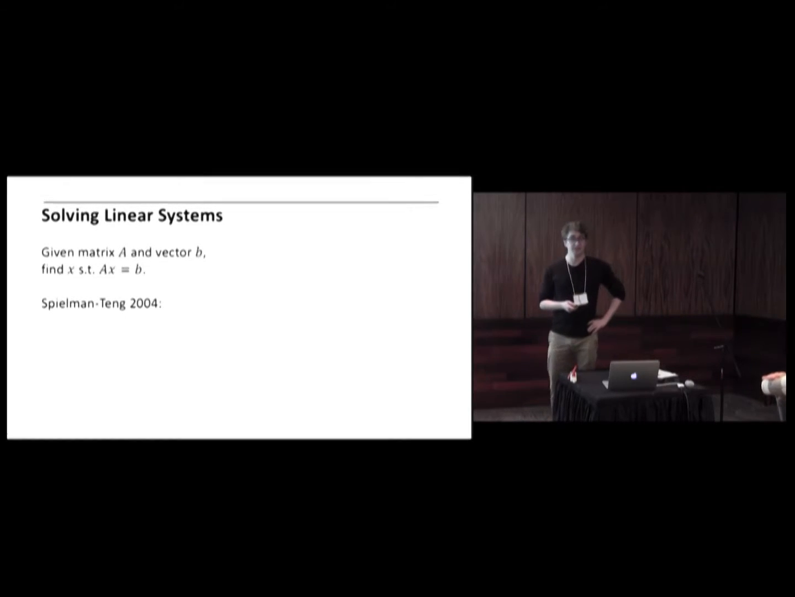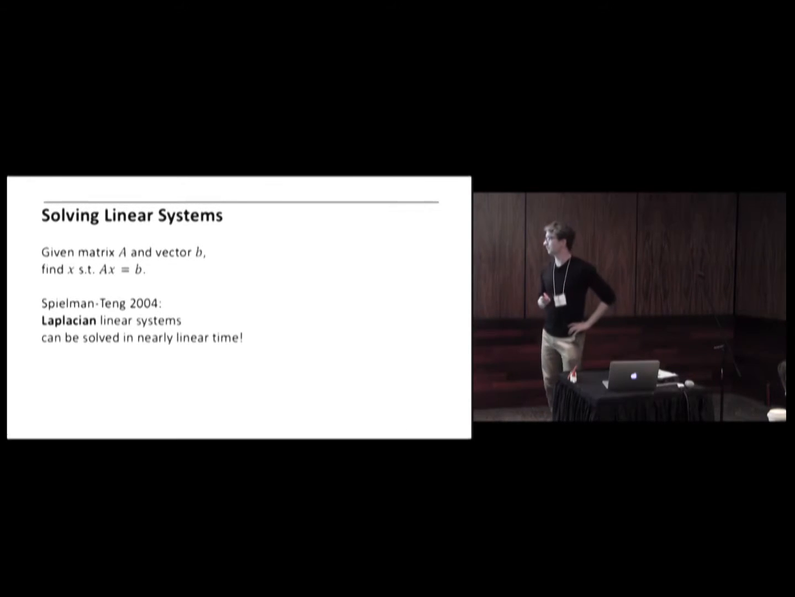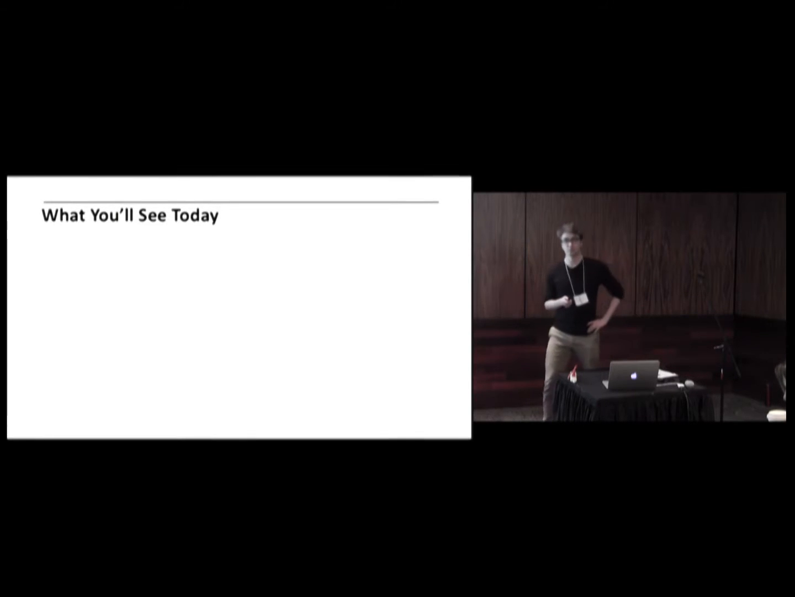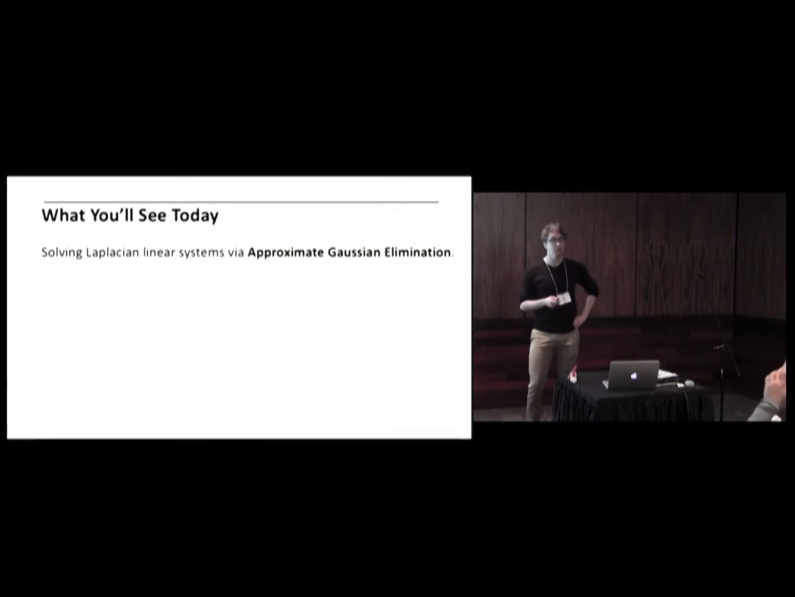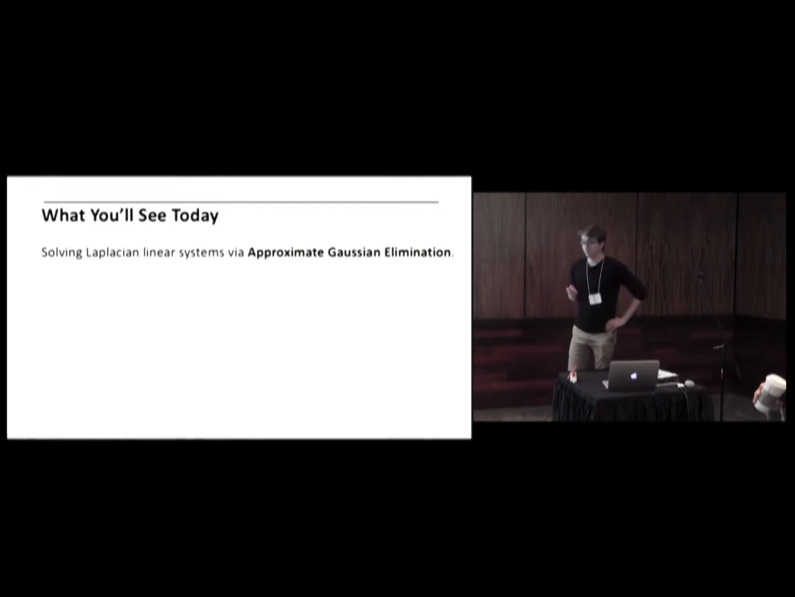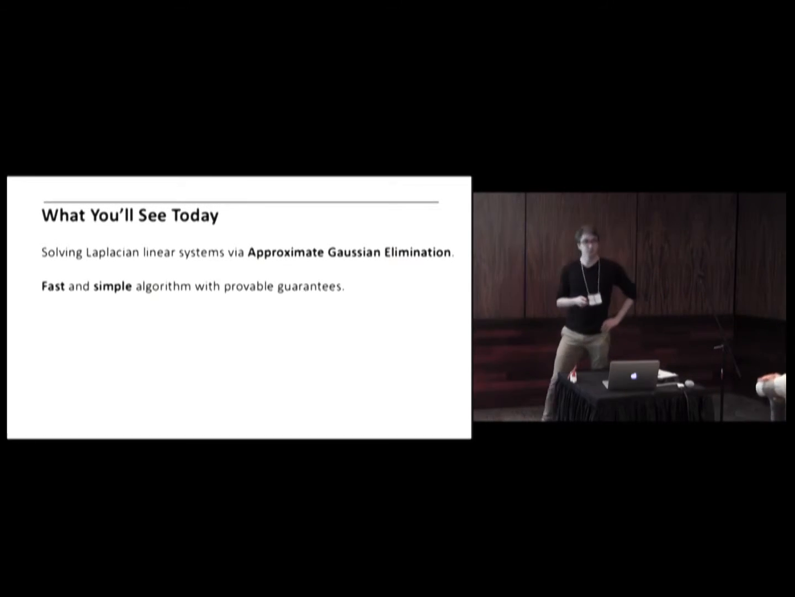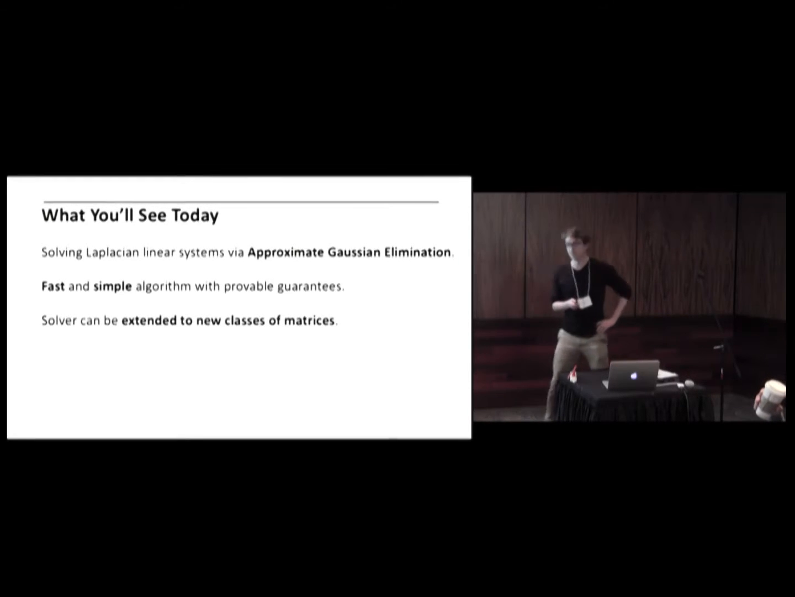Now, in a major result in 2004, Spielman and Teng showed that if your matrix A is a Laplacian matrix, then you can solve linear systems in A in nearly linear time, approximately though. And for this, they won the Gödel Prize in 2015. Today you'll see that we can solve Laplacian linear systems via a new algorithm that we call approximate Gaussian elimination. It's a very fast and simple algorithm with provable guarantees. It can also be extended to new classes of matrices, although we don't have time to focus on that today.